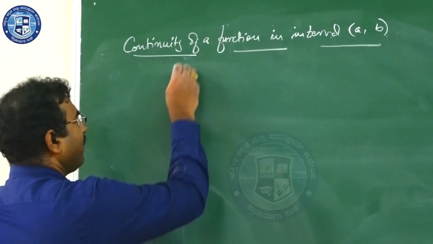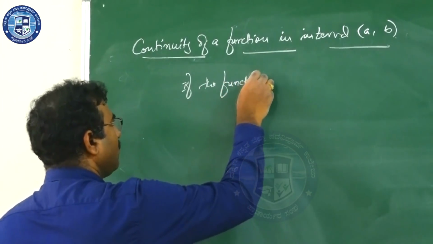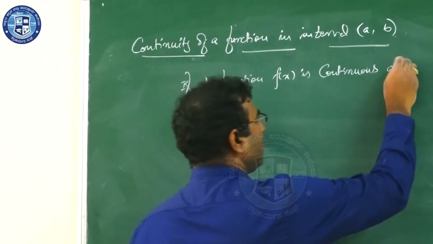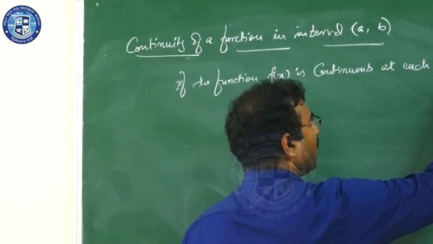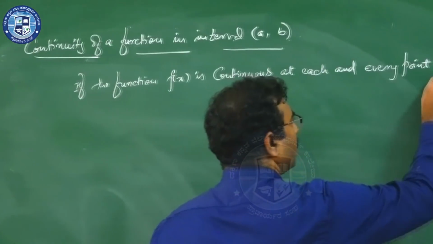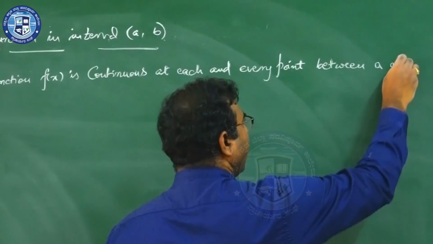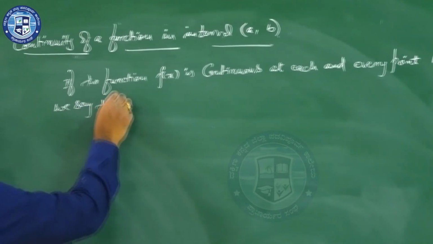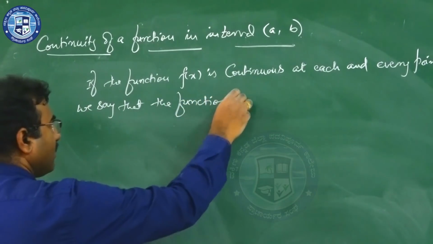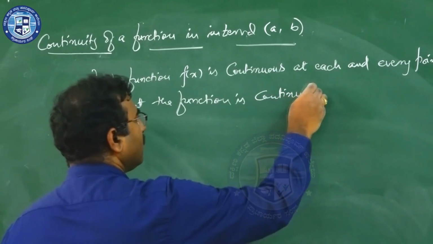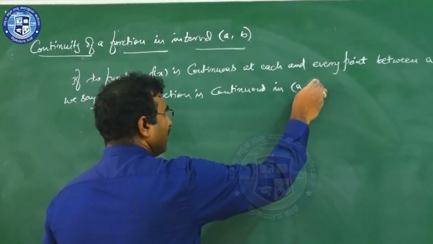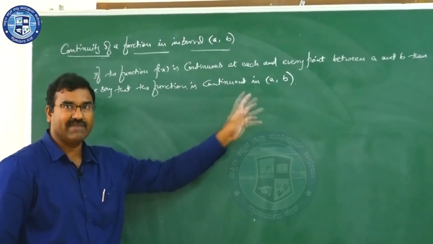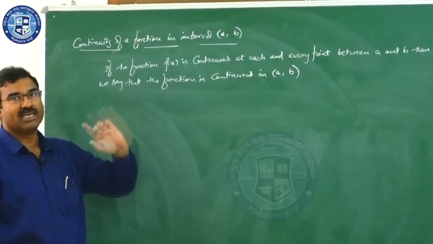That is it. If the function f(x) is continuous at each and every point between a and b, then we say that the function is continuous in open interval (a, b). It is very simple. Whenever a function is continuous at each and every point between a and b, then we say that the function is continuous in open interval (a, b).